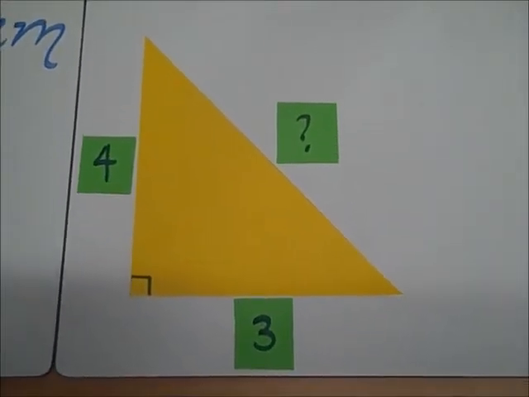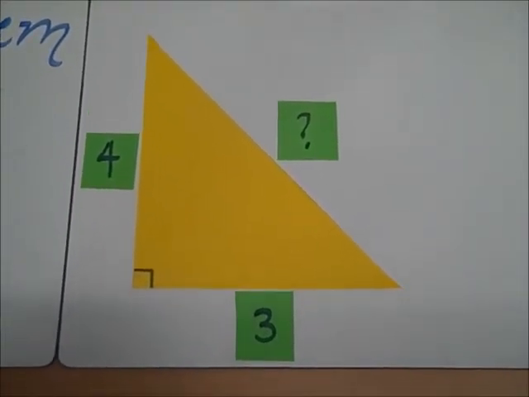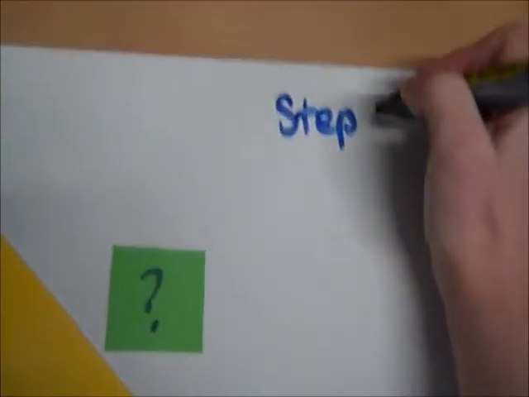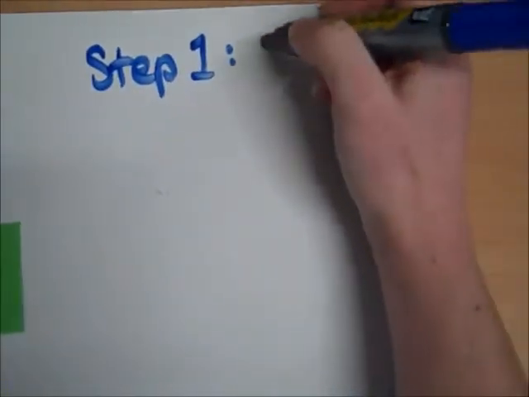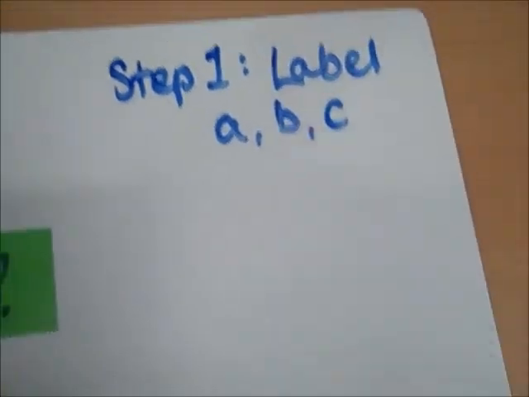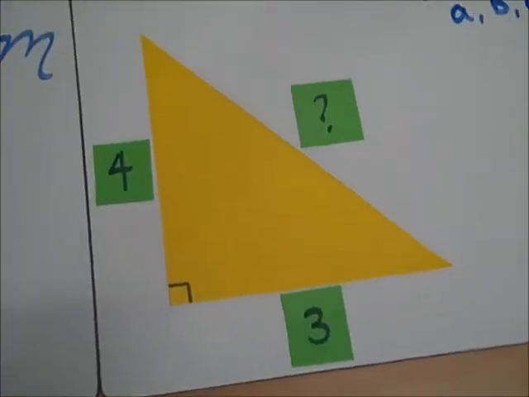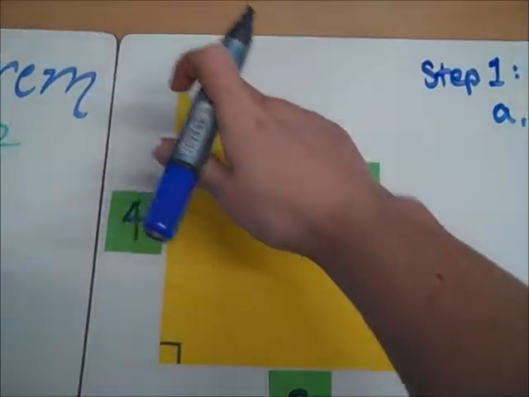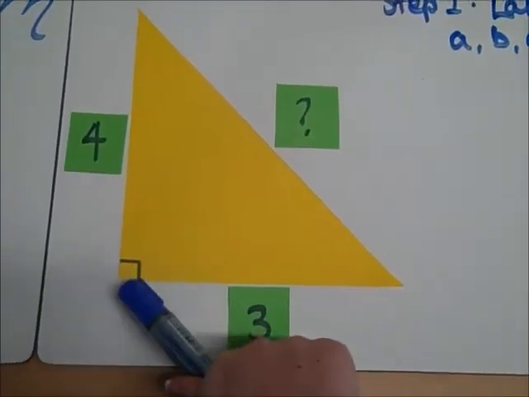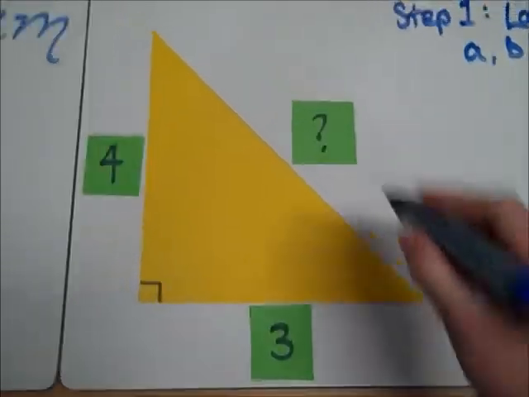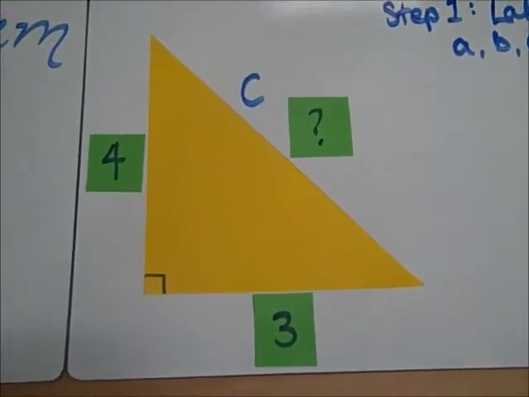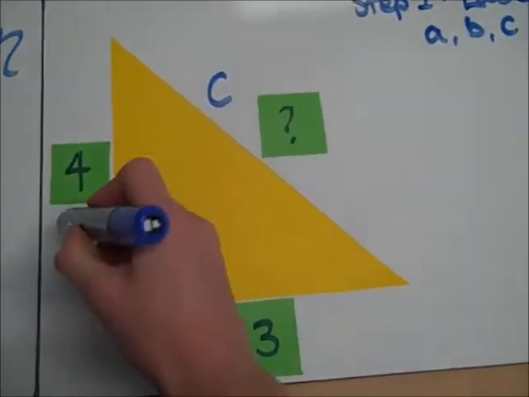Our first step with Pythagoras' theorem is to label the three sides of the triangle. So, based on what we learned yesterday, we know that the longest side of our right-angled triangle, the hypotenuse, which is also opposite our right angle down the bottom here, is always C. So let's call it C. Our remaining two sides, the shorter sides of the right-angled triangle, are A and B. So let's label them now.